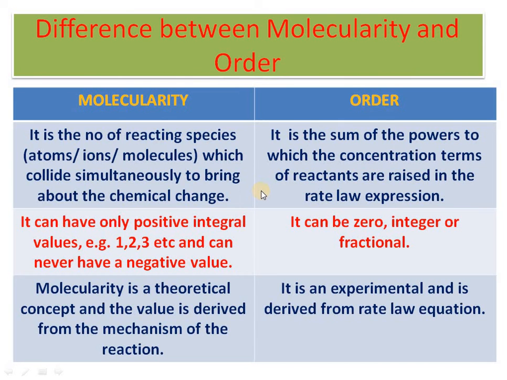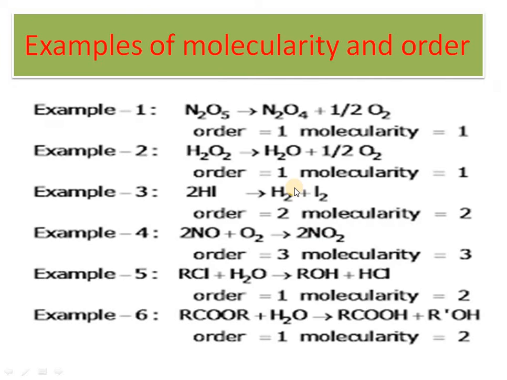Molecularity and order we have already discussed. See here the word "simultaneously" is added. Molecularity is the number of reacting species which collide simultaneously to bring about the chemical change. The simultaneous word is very important. Order is the sum of the powers of the concentration terms of reactants in a rate law expression. Molecularity can have only positive values, no negative, no zero, whereas order can be zero, negative or a fraction. Molecularity is a theoretical concept, while order is an experimental concept.